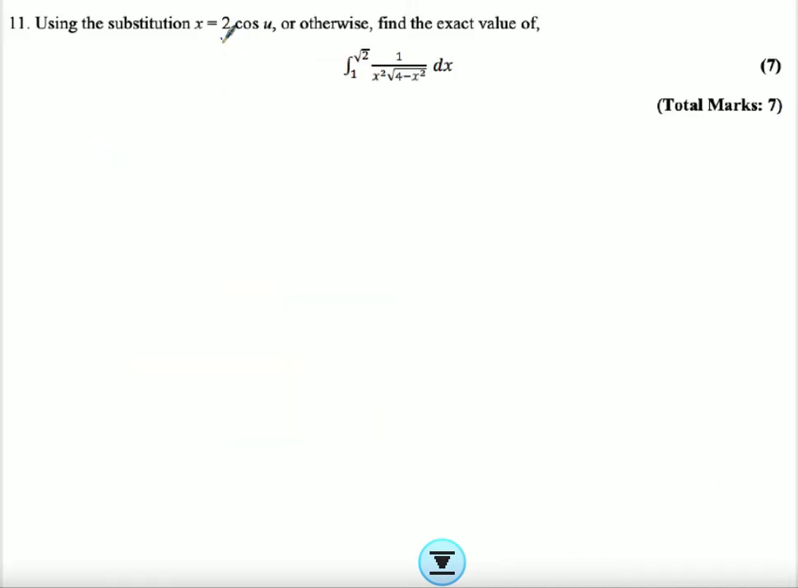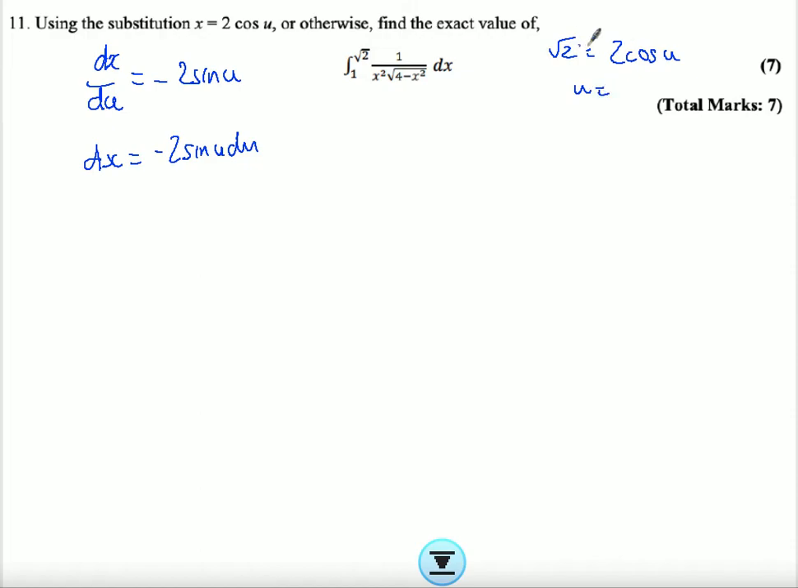Okay, substitution, integration by substitution. So first job, dx by du equals negative 2 sine u. So dx is equal to negative 2 sine u du. Okay, some marks for that already. We can also sort out the limits. So root 2 equals 2 cos u. So root 2 over 2 is cos u.